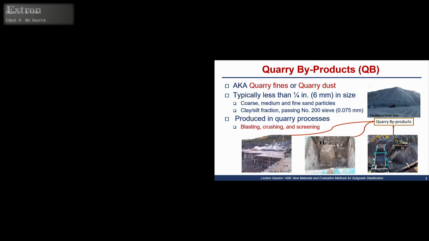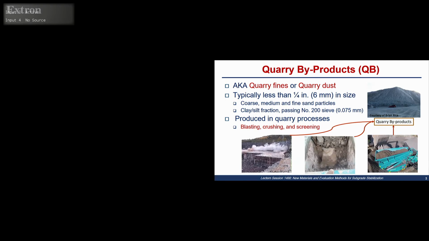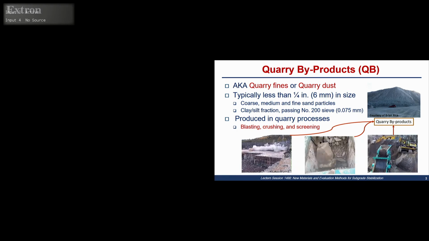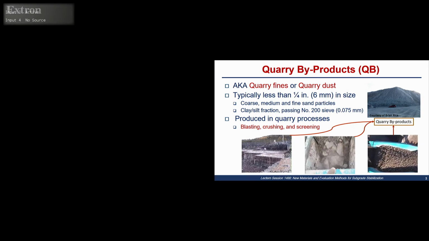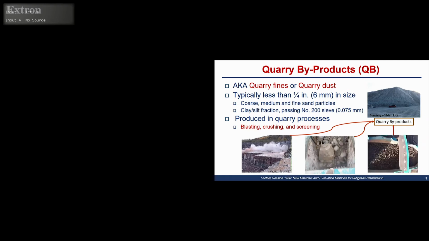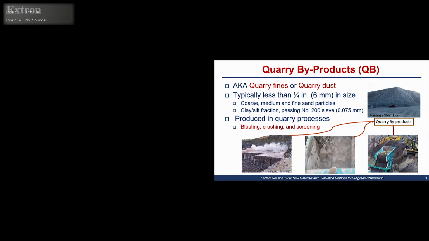They're sand materials, so they're coarse, medium, and fine sand, as well as a little percentage, 12-15%, of clay and silt-sized particles passing the number 200 sieve. They're produced at the quarries from different operations such as blasting, crushing, screening, and such. If you see this picture here, this is a huge mountain of quarry byproducts just from one quarry near the Chicago area in Illinois. And you can imagine how many quarries there are in the US and what the quantities are out there of this material to be potentially used.